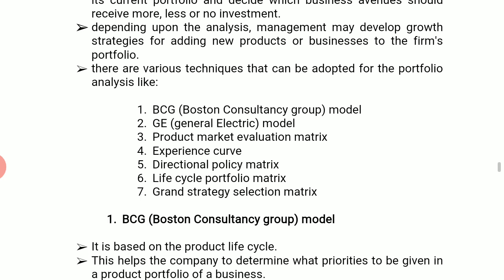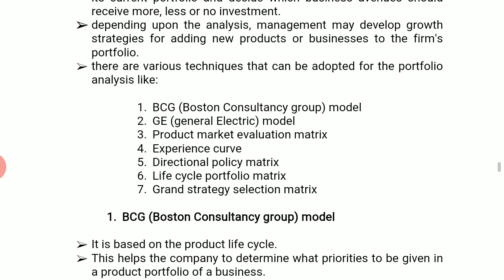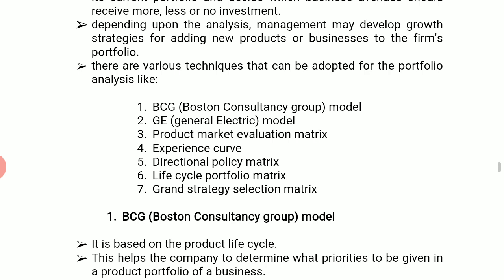Only after this kind of examination does a company come to know, and that is why portfolio analysis can be considered a very important tool on the part of management to take up various decisions further for the business, right? So this is what portfolio analysis is all about.